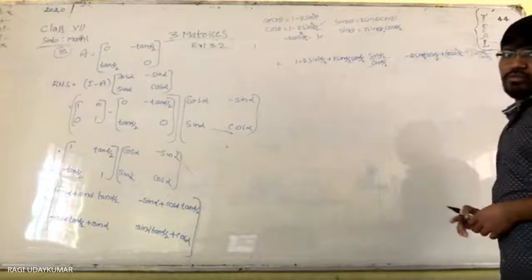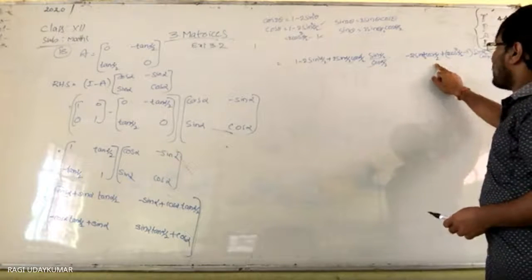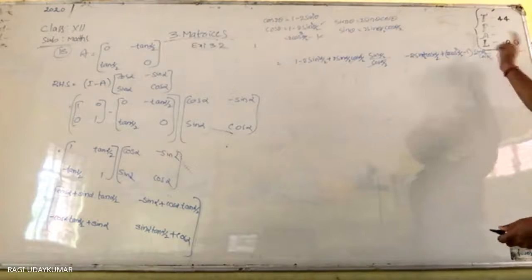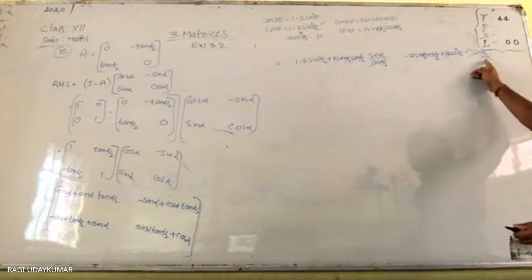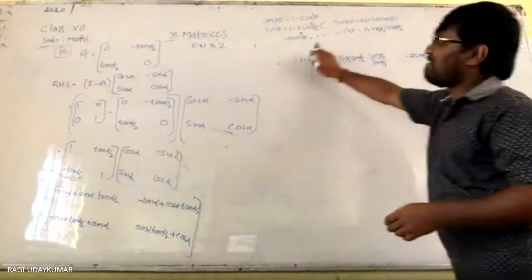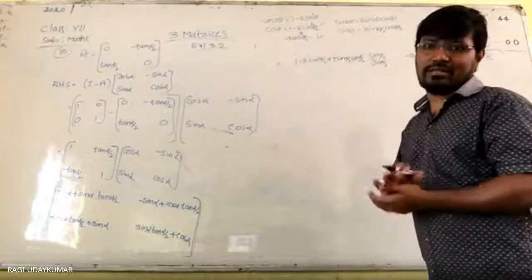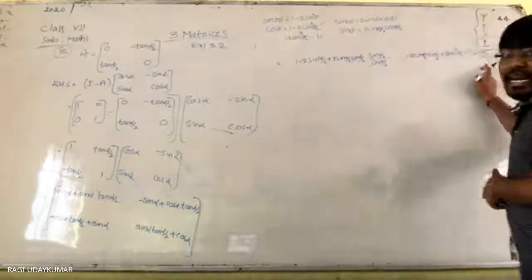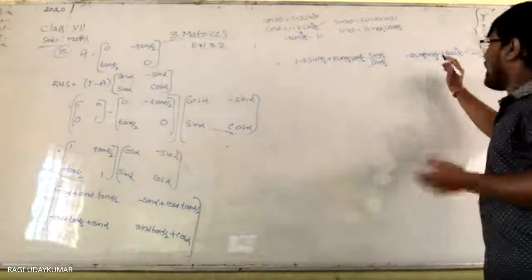Simplify this. 2 sin alpha by 2 cos alpha by 2, 2 cos square alpha by 2 into this one. Again 2 sin alpha by 2 cos alpha by 2 in the next step. Simplifying this gives the first term of the matrix, the first row first column. This is the first row second column. So what will come in the first row second column?